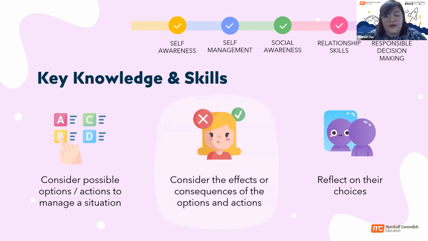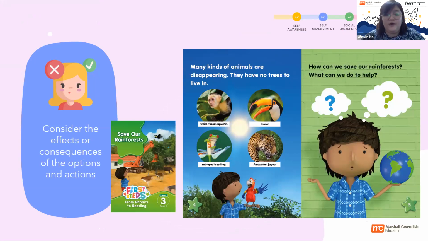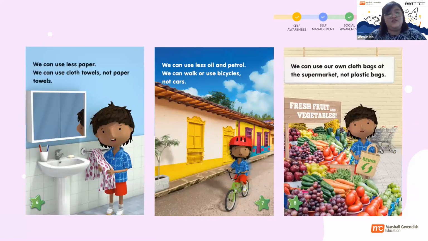All right. Now let's look at some of the readers that we have to support responsible decision making. In this First Steps reader called Save Our Forest, the story presents the effects of deforestation, including how it impacts biodiversity and our ecosystem, and it prompts the children to think how they can do their part in the decision to save the rainforest. The story suggests some simple and easy solutions, illustrating that making responsible everyday decisions, like using less paper, and bringing their own recycle bag and not plastic bags, helps the environment.